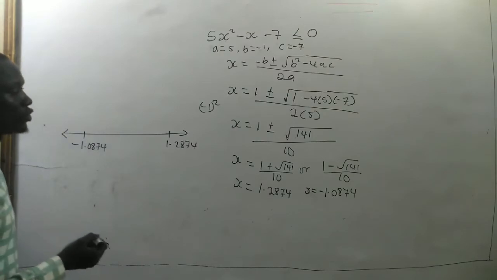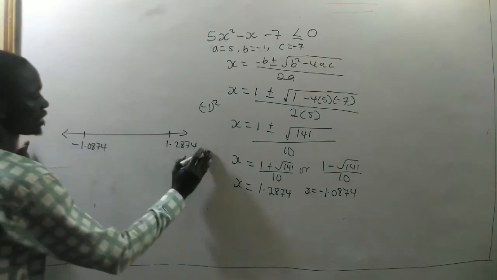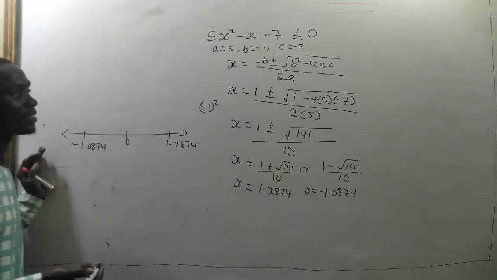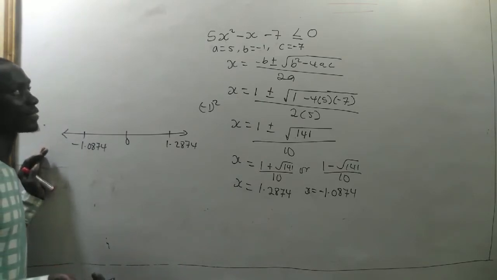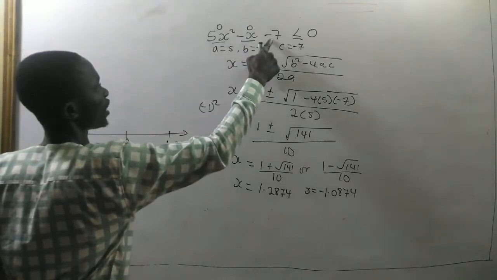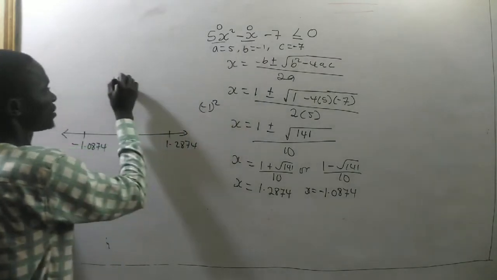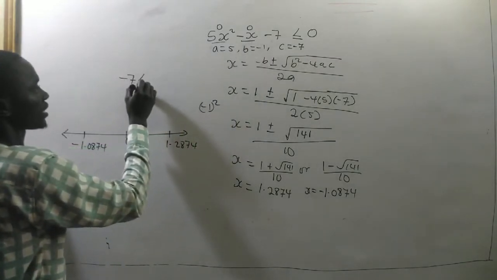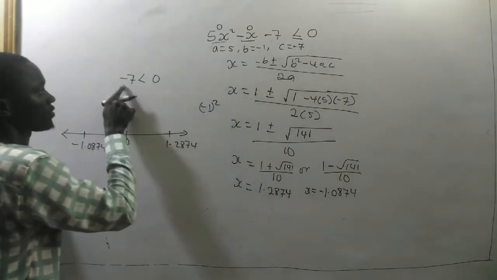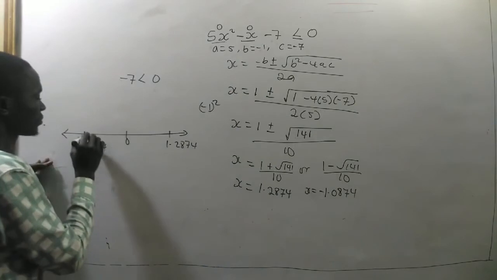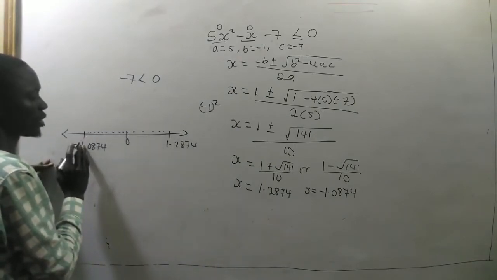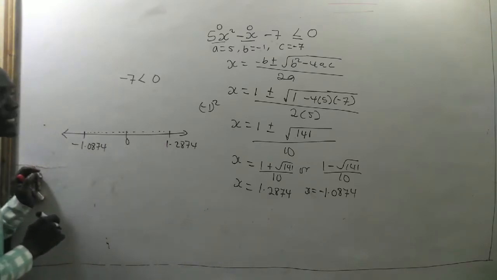Now, what do we do? Since this is negative and this is positive, there will be 0 at the middle. Very simple as that. So once we have 0 at the middle, we can test. If we put 0 here, this will be 0, and I have minus 7. And clearly minus 7 is less than 0, because here we are taking less than or equal to. So it means that the numbers between this point and this point will satisfy the inequality.